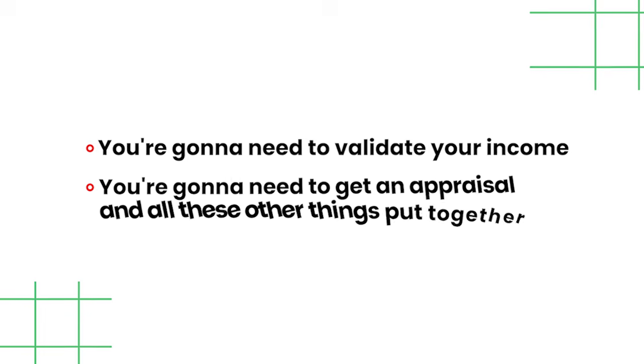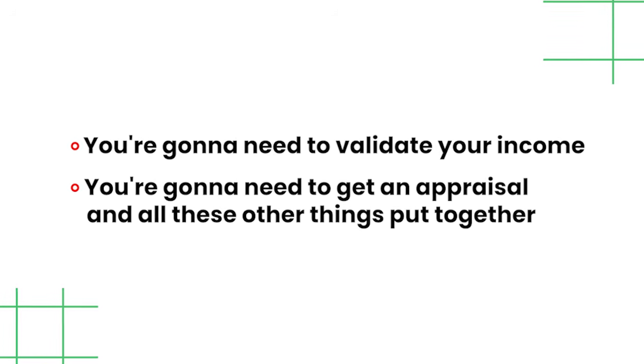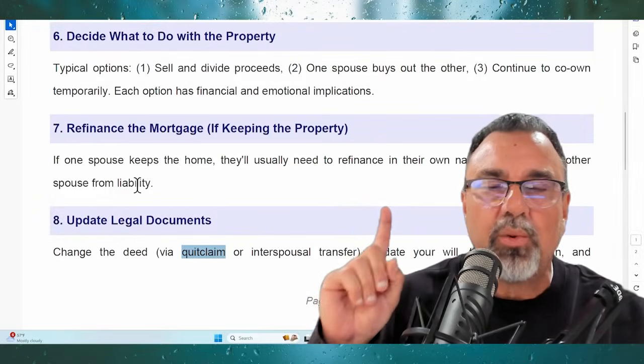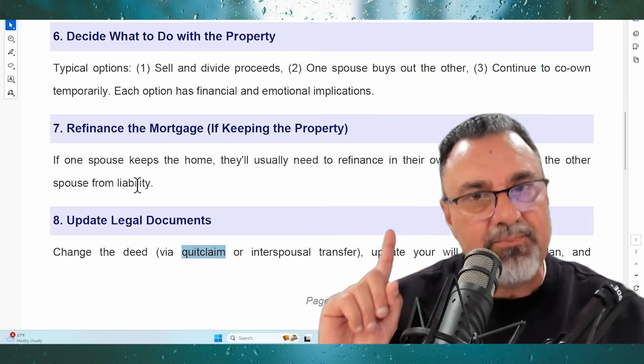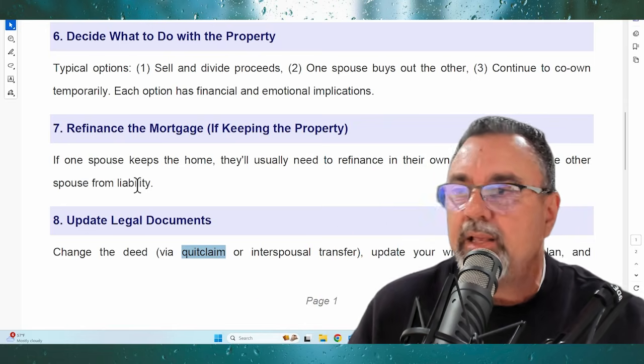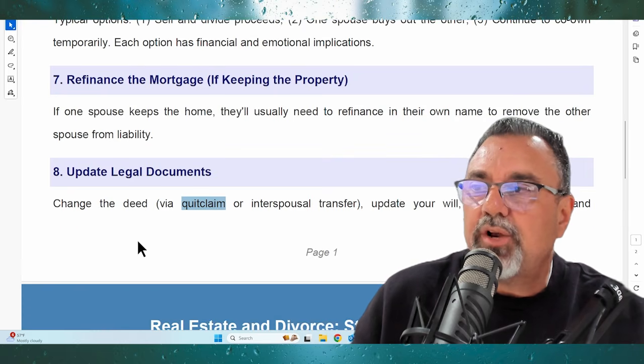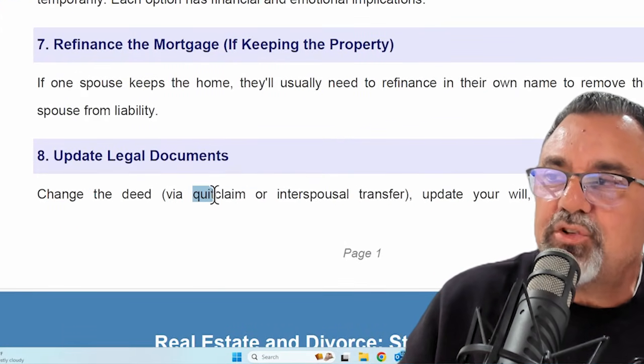You're going to need to get an appraisal and all these other things put together. But that's the most efficient way to remove a spouse from the mortgage of the property. So here's why. When you consult an attorney, they're going to say, well, we're going to first sign a quitclaim deed.